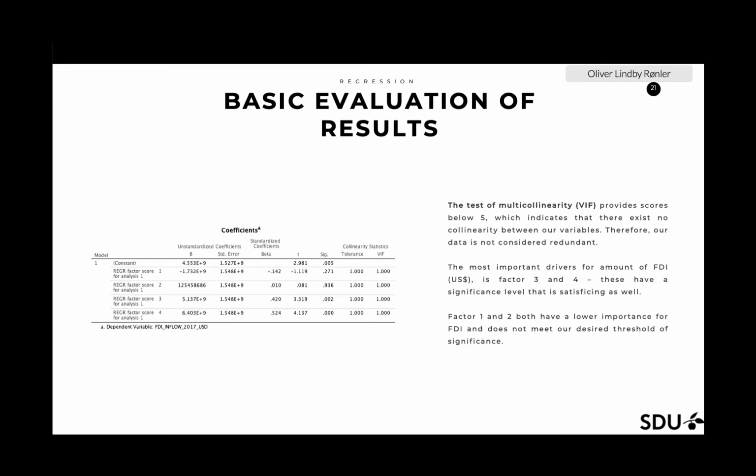The variance inflation factor is measuring the multicollinearity. It is below 5 for all predictors. This indicates that there is no issue in regards to multicollinearity and the information is not considered redundant.